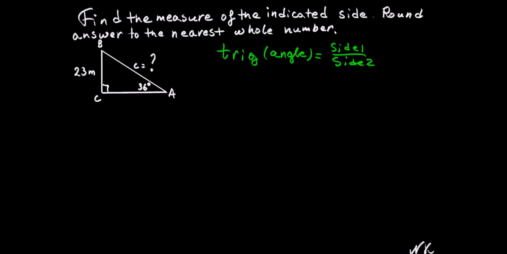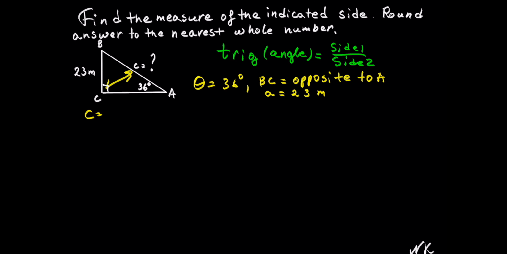We are given that angle A is 36 degrees, so let's say theta is equal to 36 degrees. We are given the measure of side BC, which is opposite to angle A. Since it's opposite to angle A, we can label it with lowercase a is equal to 23 meters. And we need to find side C, which is across from the right angle, which makes it the hypotenuse.